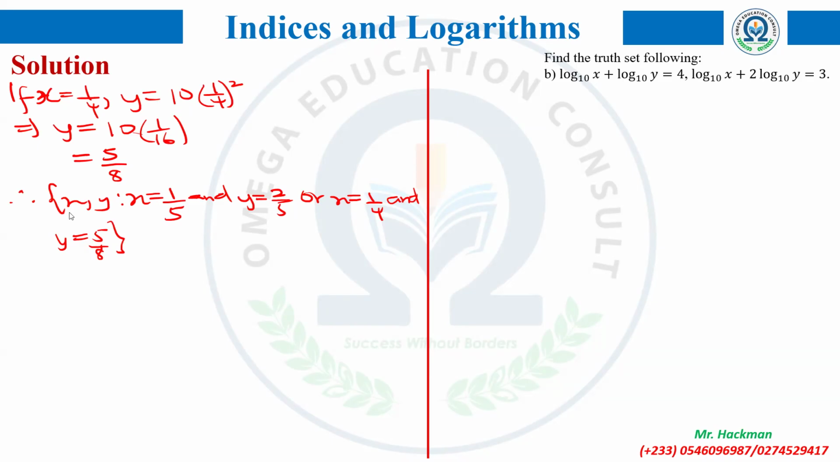So state the x and the corresponding y together. Don't come and write, therefore x is equal to 1 over 5, or the other value, which is 1 over 4, and y is equal to 2 on 5 or 5 on 8. State the x and the corresponding y together. That's how conveniently we conclude. Is that clear? Okay, so that will be it for A.